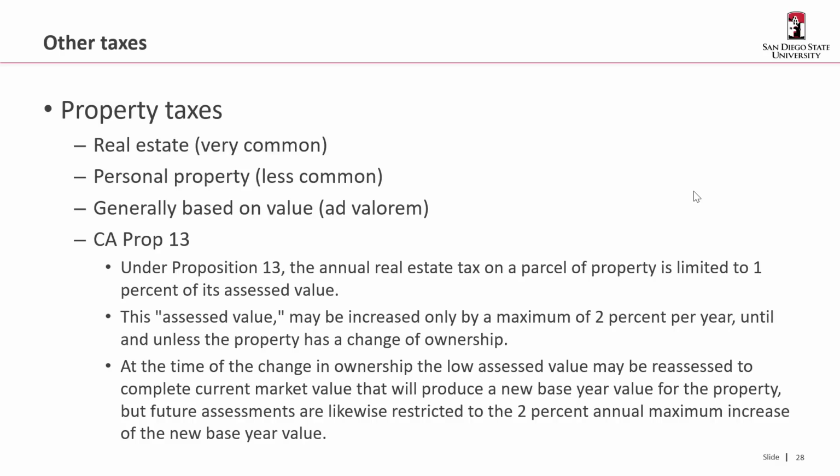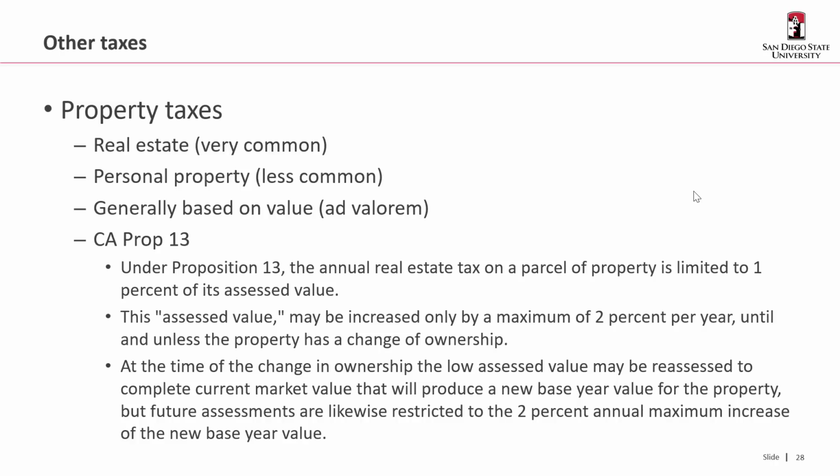What's unique about California is the assessed value. So the assessed value can be increased only by a maximum of 2% per year until and unless the property has a change of ownership. So what Prop 13 does in California is if you bought your property on Coronado Island back in 1976, when it was probably worth about $60,000, even though today it would be worth $2.5 million, you're still paying property tax on its assessed value of probably $65,000 plus 2% a year for the last X number of years. Whereas the value of that real estate has increased much more than 2% since that time.